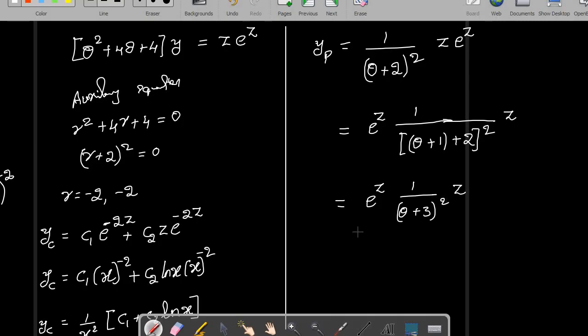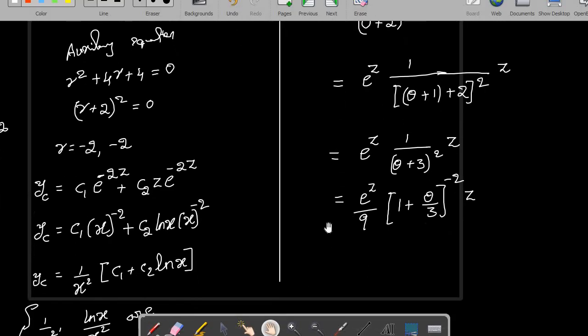So we can simply take the expansion of 1 by (θ plus 3) whole square. For that you can do one thing. First, e^z over, you take 3 out, so that 9 comes out, and this becomes (1 plus θ by 3) whole power minus 2 acting on z. So we need to recall the formula for (1 plus x) whole power minus 2. I hope you know the formula for 1 by 1 plus x, that is 1 minus x plus x² minus x³ and so on.